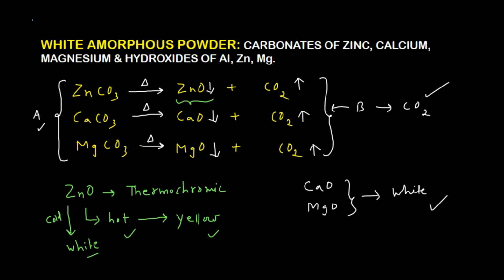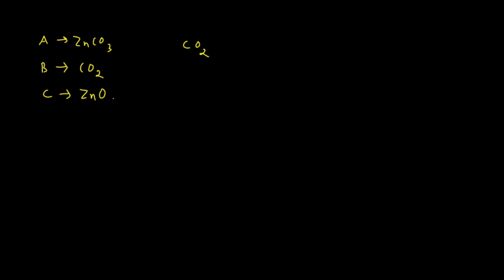So one thing is sure, compound A cannot be calcium carbonate or magnesium carbonate. The compound C is yellow when hot and white when cold. So your C is zinc oxide, and A is confirmed now: zinc carbonate. So this is your A, this is your B, this is your C. You have carbon dioxide, and you are passing this carbon dioxide into lime water. Calcium hydroxide is the lime water, and it will turn milky.